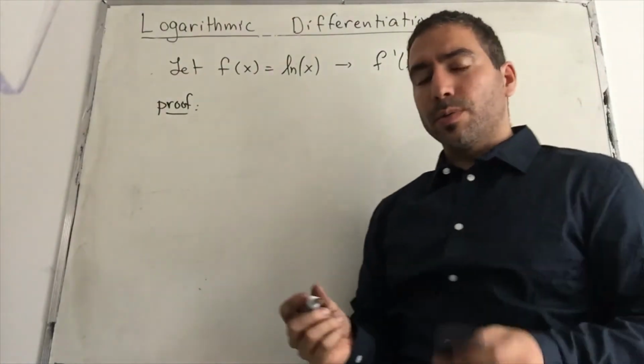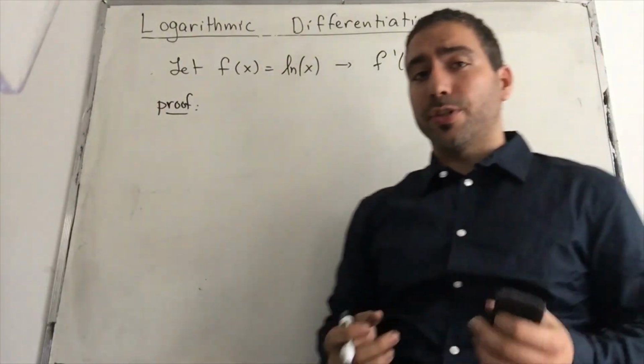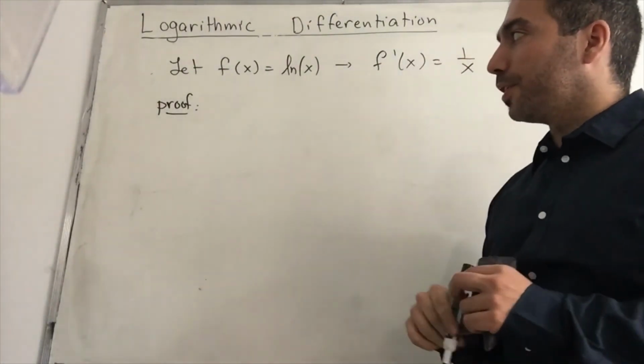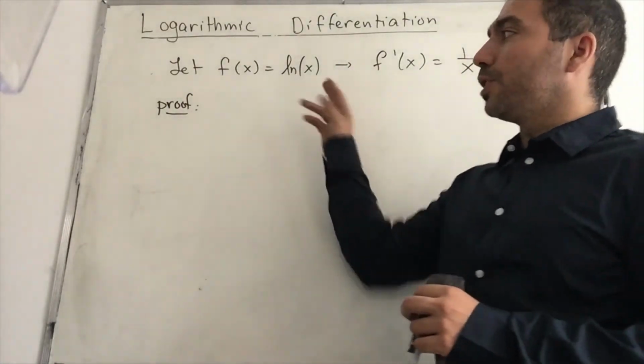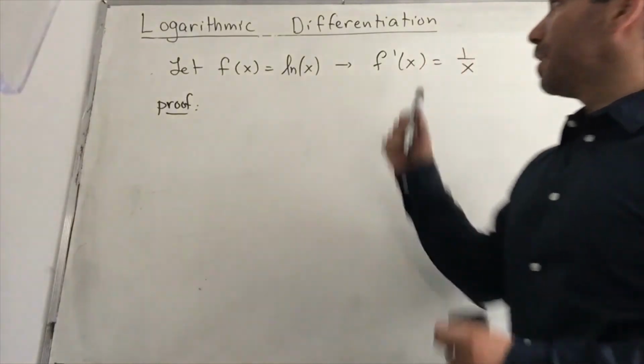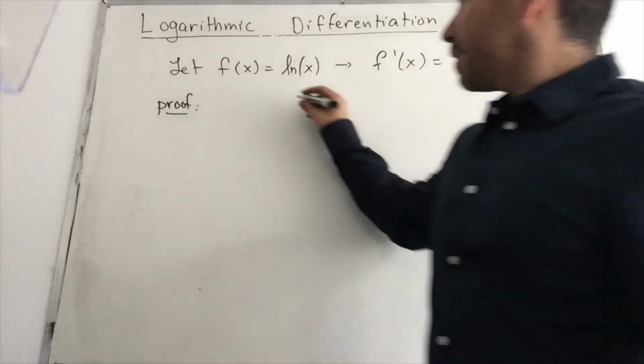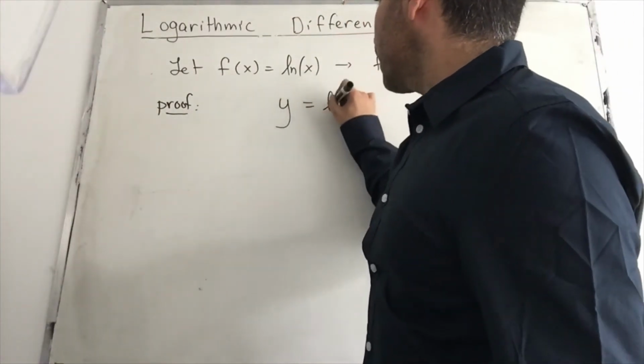So now we're going to prove that the derivative of ln of x is equal to 1 over x. So this one doesn't require logarithmic differentiation, but we used logarithmic differentiation to prove the derivative of e to the x and the derivative of a to the x, which is what we're going to use to prove this statement here. So we begin by stating that y equals ln of x.